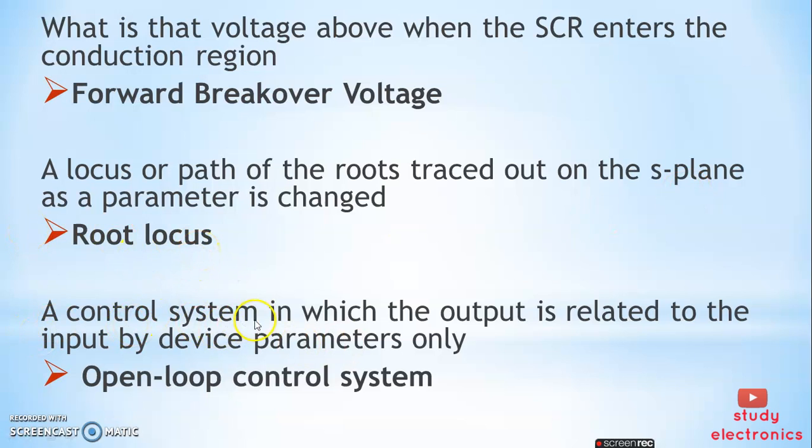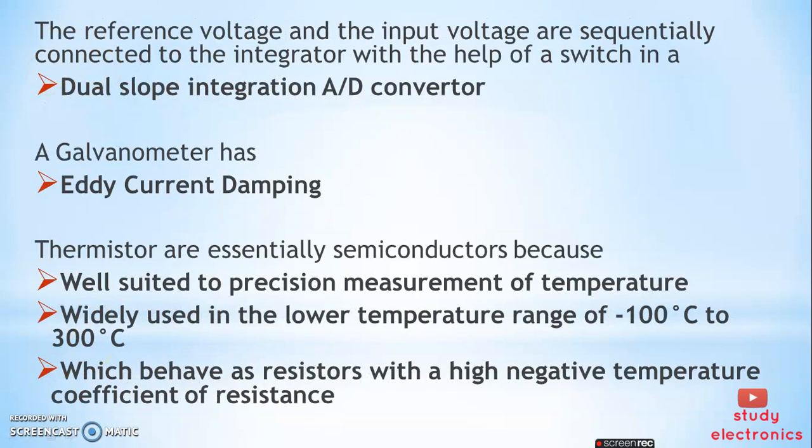Next, a control system in which the output is related to the input by device parameters only: open loop control system. So, in an open loop control system, the output is related to the input. Next question. The reference voltage and the input voltage are sequentially connected to the integrator with the help of a switch in a dual slope integration analog to digital converter. Next question. A galvanometer has eddy current damping.